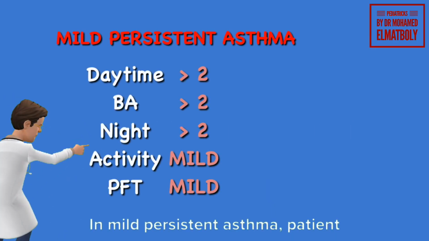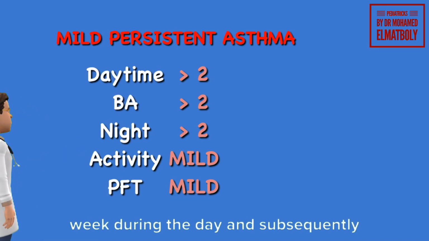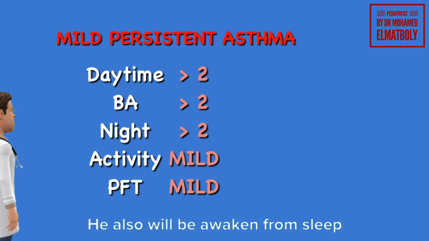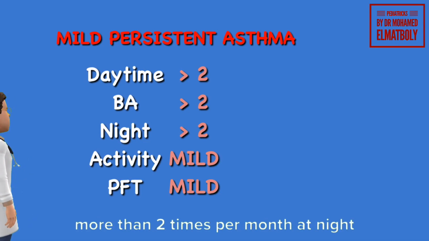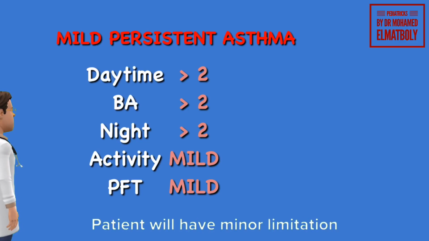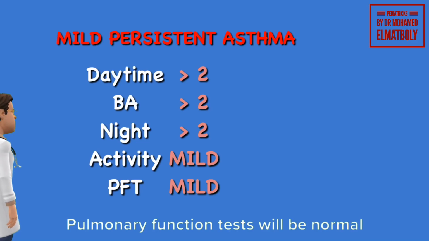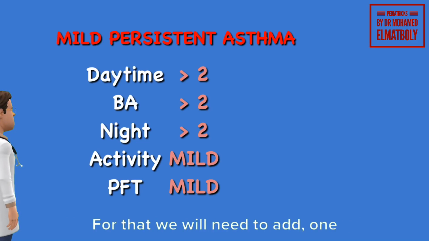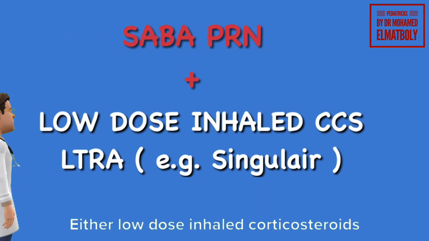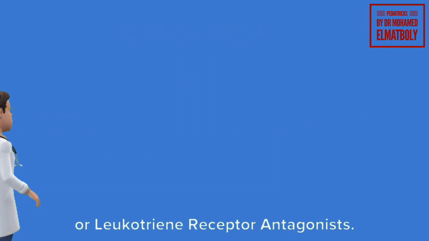In mild persistent asthma, the patient will have more than 2 attacks per week during the day and subsequently will use beta agonist at the same frequency. He will also be awakened from sleep more than 2 times per month at night, meaning 3 to 4 times, nearly once a week. The patient will have minor limitation of daily activity. Pulmonary function tests will be normal or mildly decreased. For that we will need to add 1 of 2 medications to the PRN beta agonist: either low-dose inhaled corticosteroids or leukotriene receptor antagonists.